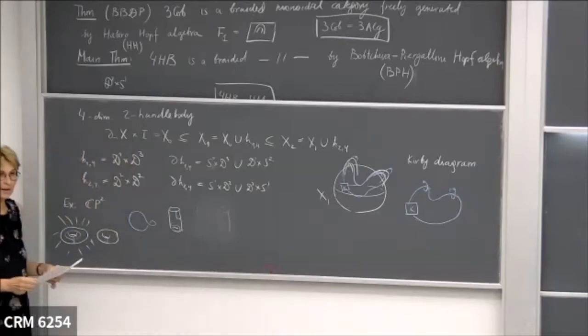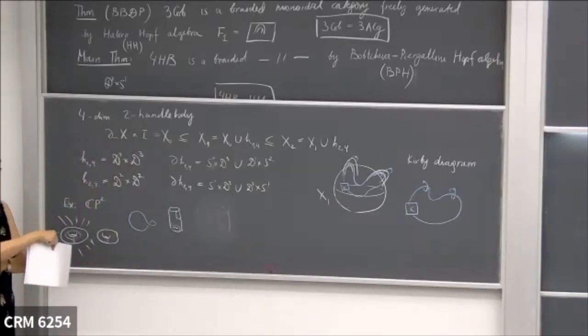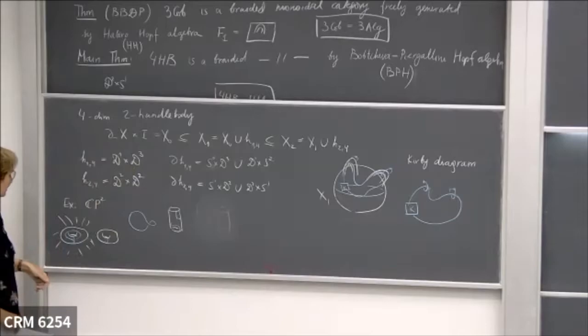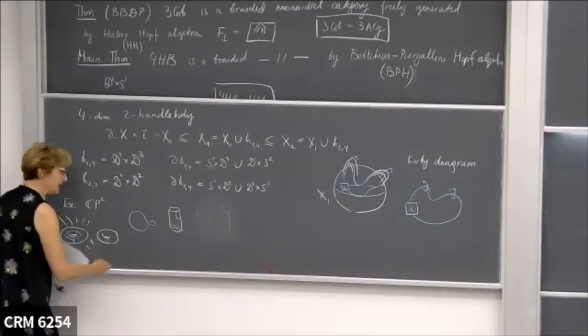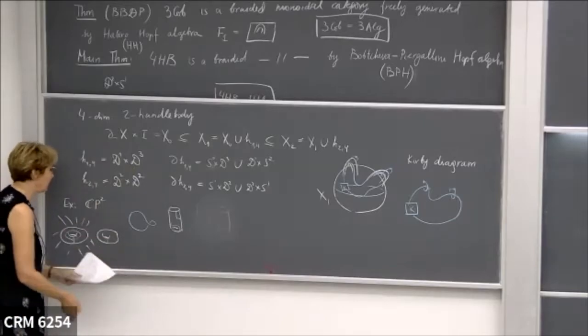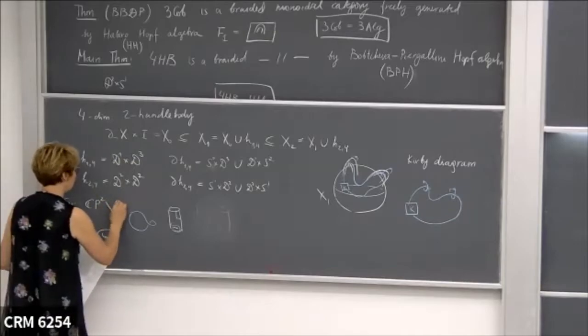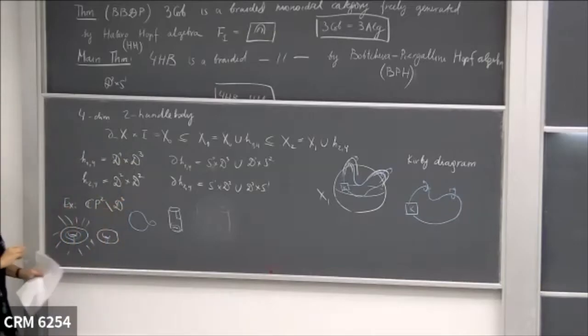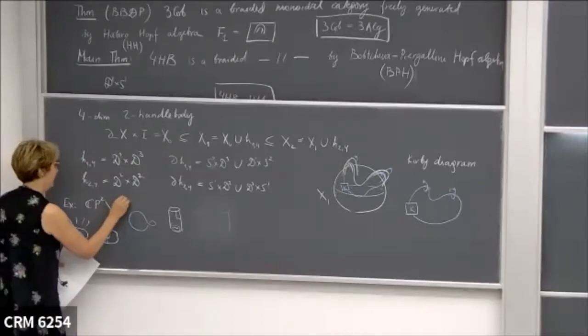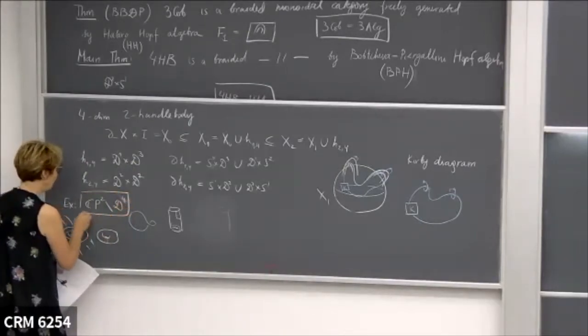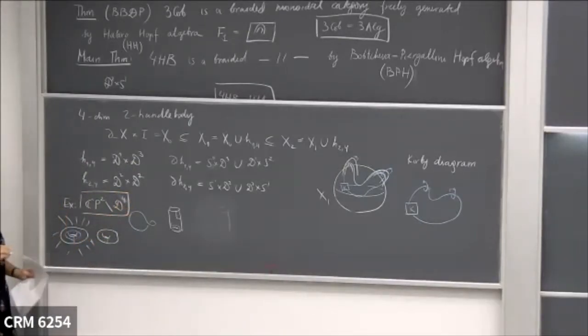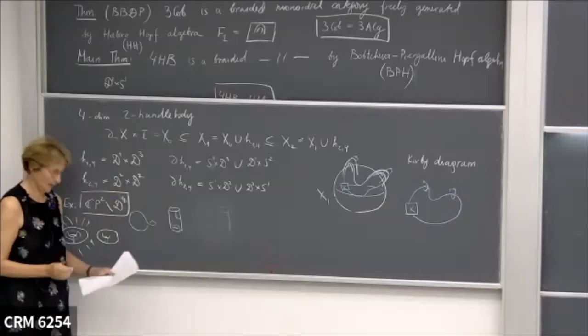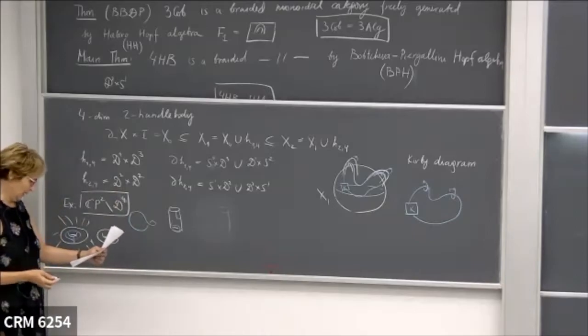Is what you're saying actually that CP2 is not a two-handlebody? Exactly. CP2 is not a handlebody, but if you remove the 3-handle, then this is D4. So actually for me, this diagram represents this guy. Yeah, so this is what I'm saying. Very good. Thank you. Okay.